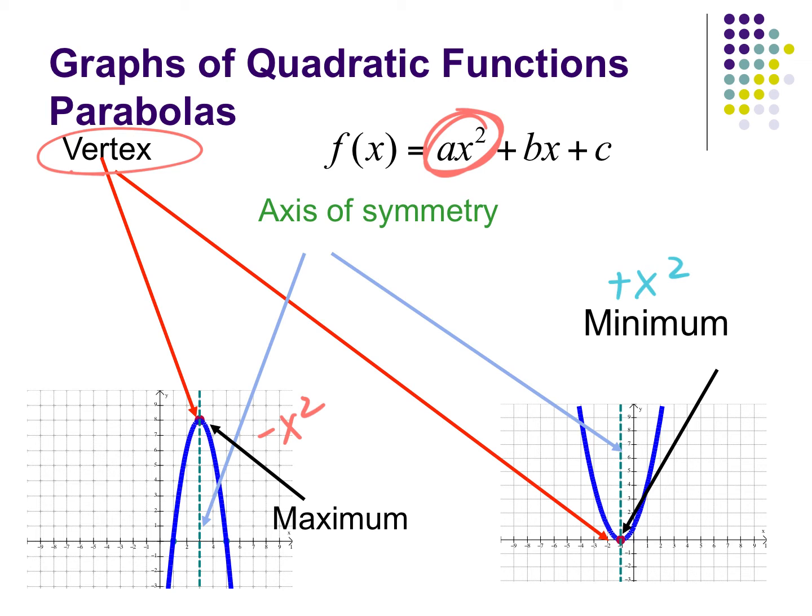So these don't have inverses, right? Because the x is squared? Yes. And it would fail your horizontal line test. Right. Yes.